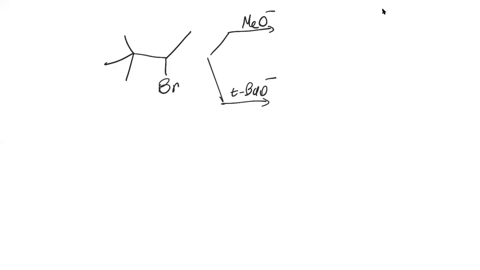Do we get different products for methoxide and tertiary butoxide? It's E2 again, but the same product for both. That's right. Because look, this is the alpha carbon. There are 2 beta carbons, but the beta carbon on the left side doesn't have any beta hydrogen. So only one product is possible, which is the same as the reactant that we used.